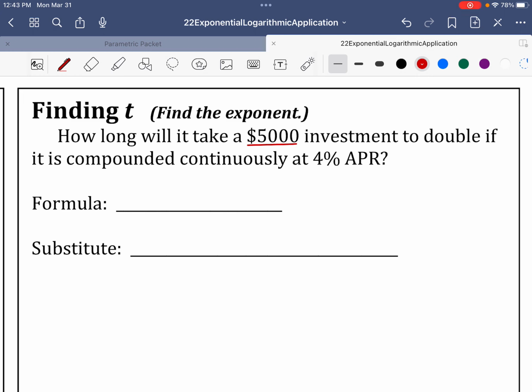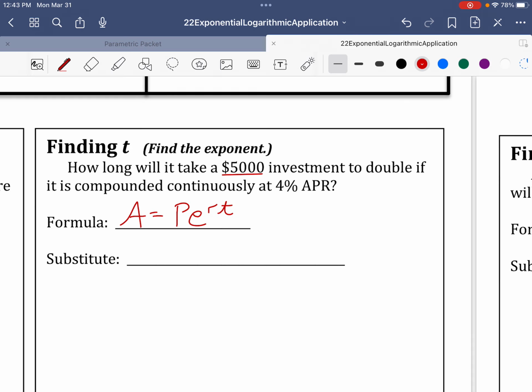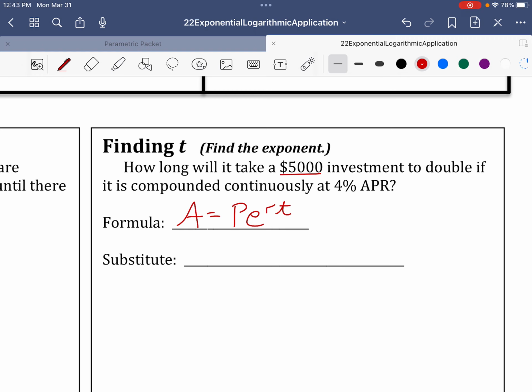Now, if you've not seen this formula, no panic. It's just the continuous compounding formula. It's A equals Pe^(rt). So we can just start by writing it down. Well, what we want to understand here is that since I'm trying to figure out how long it's going to take my money to double, I need to come up with double. Well, double is going to be 10,000, of course, because I started with 5,000.